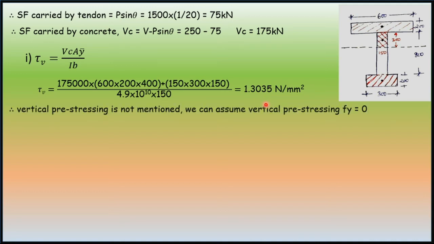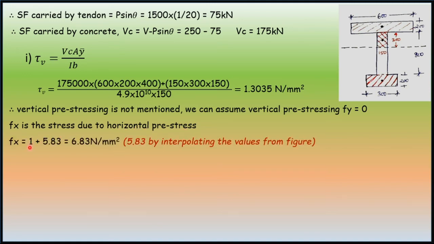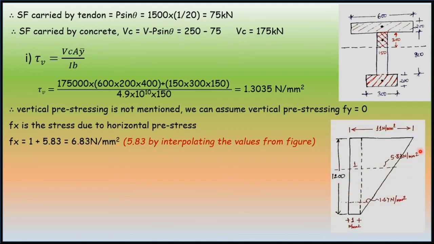Therefore, vertical pre-stressing is not mentioned. We can assume vertical pre-stressing Fy as 0. Fx is the stress due to horizontal pre-stress. Fx is equal to 1 plus 5.83, which is 6.83. So interpolating the values at this junction itself, we get this as 5.83. So this is 11 Newton per mm square. This is 1 Newton per mm square.